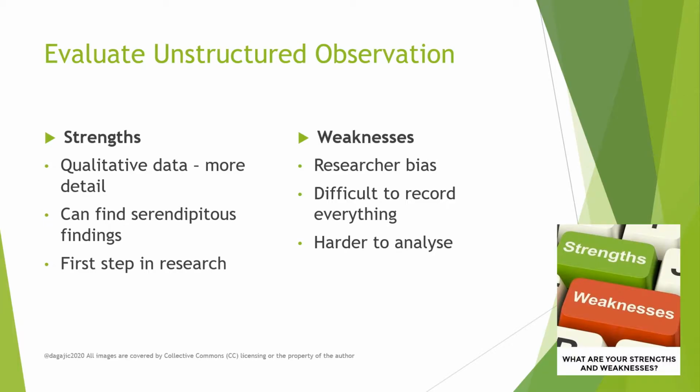So to evaluate unstructured observation, we can get qualitative detail, which is more detailed and in-depth. We can find serendipitous findings. The definition of serendipitous is a happy accident. So unlike structured observation, where we've already decided what we're looking for, we might observe the unexpected, which could be really useful. An unstructured observation is often the first step in research. Does anything interesting happen? Do we need to investigate it further?